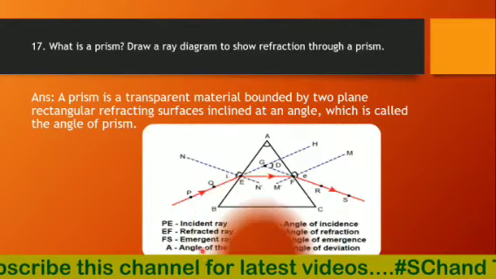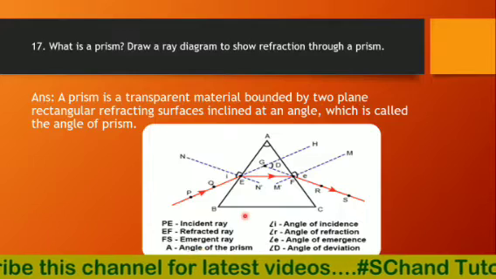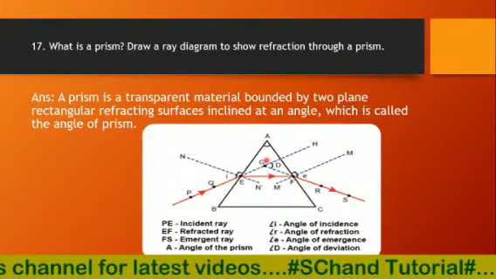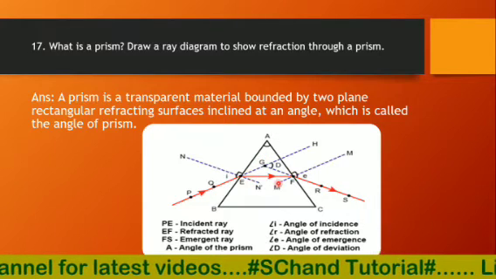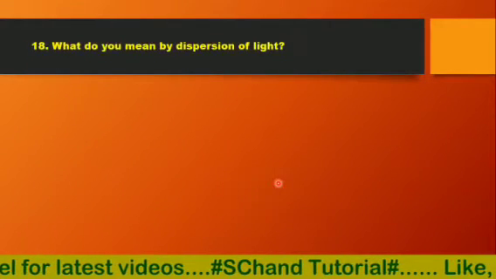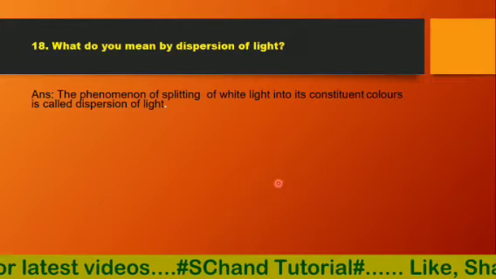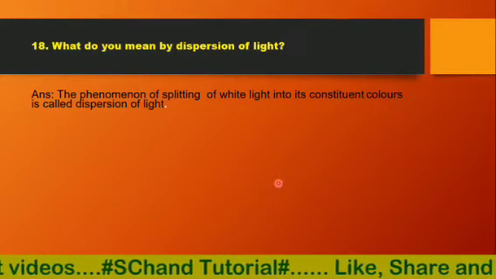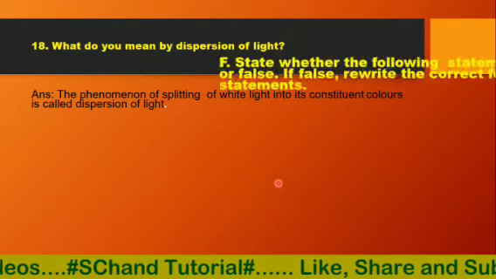So this is the diagram. Here we can show the refraction through the prism. We have discussed this already in the chapter, so this is how you have to draw this diagram. What do you mean by the dispersion of light? The phenomenon of splitting of white light into its constituent colors is called the dispersion of light. So these are the question answers.